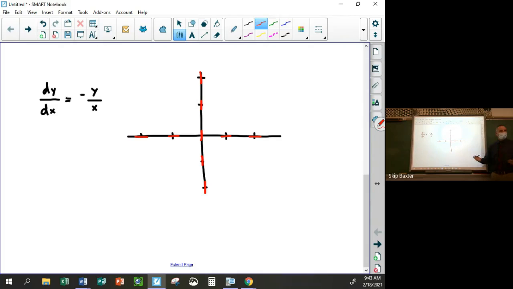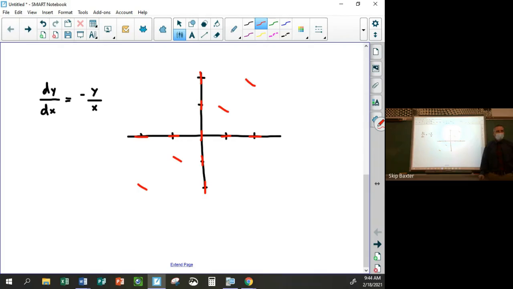For example, whenever x and y are equal, this is going to equal -1, for sure, even if they're both negative. If they're both negative and they're equal, it's -1. If they're both positive and they're equal, it's -1. So everywhere along y equals x, where x and y are equal, it's going to be a slope of -1. So it's going to be -1 here, -1 here, -1 here, and -1 here.